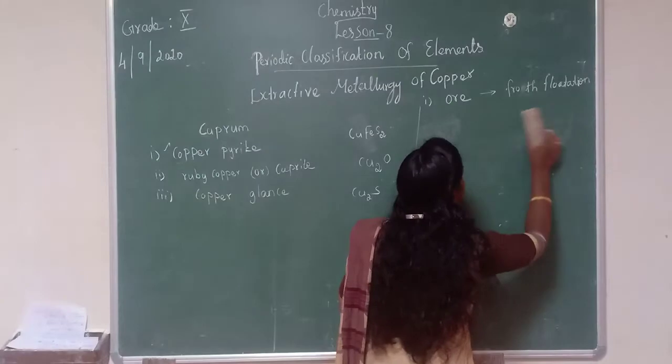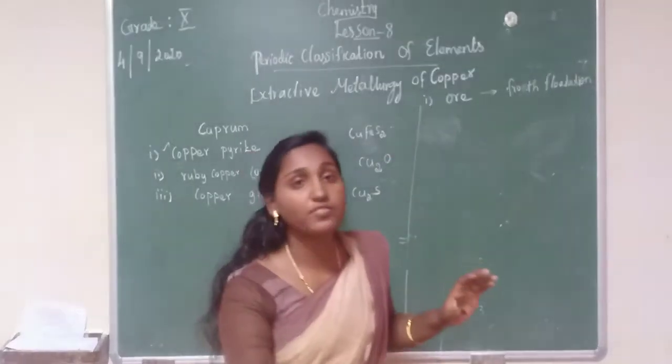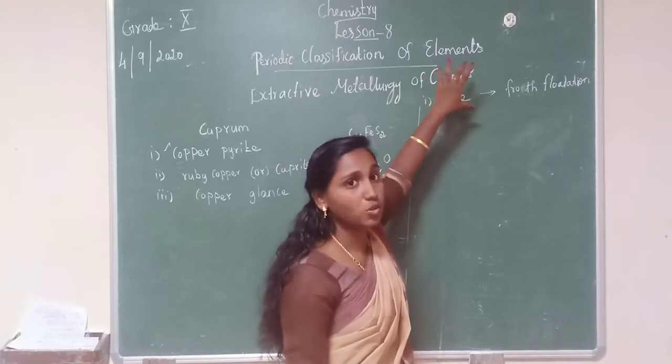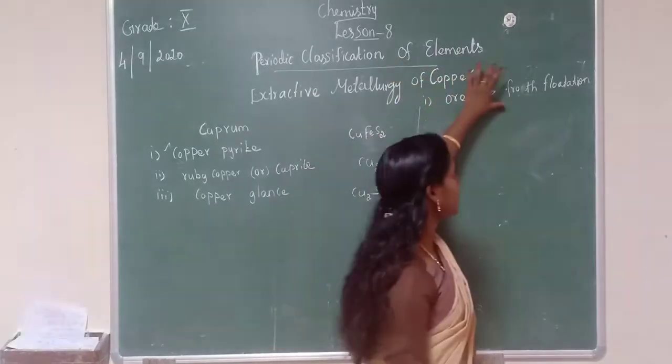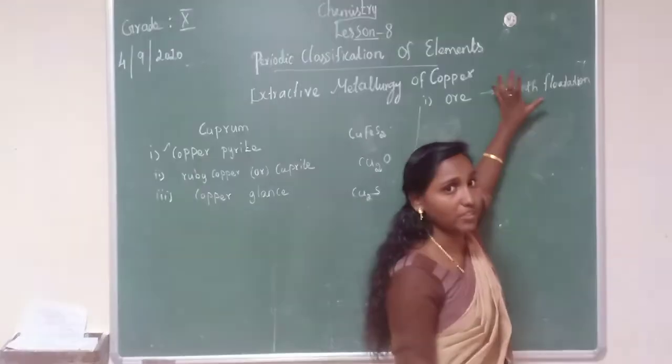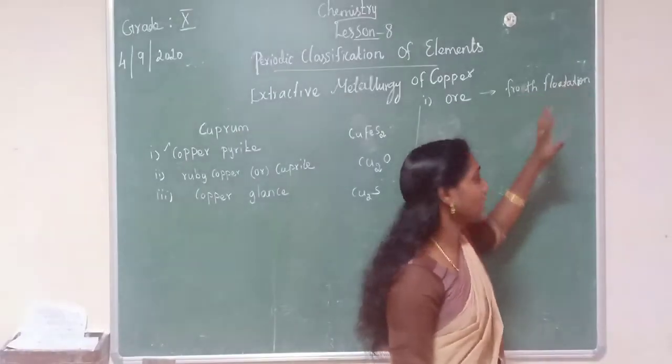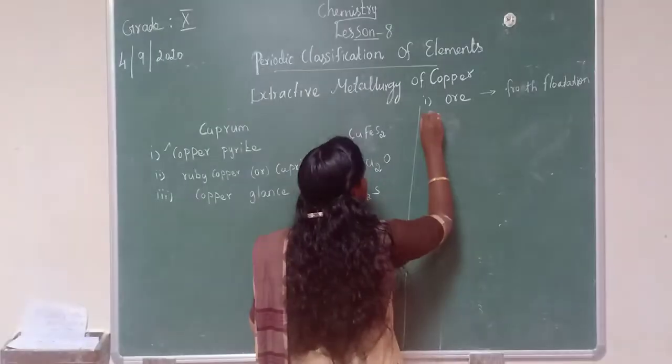So concentration of ore is the first step of the extraction method. In this method the crushed ore is separated by the froth flotation method. First you have to crush the ore, and it is separated by which method? Froth flotation method.